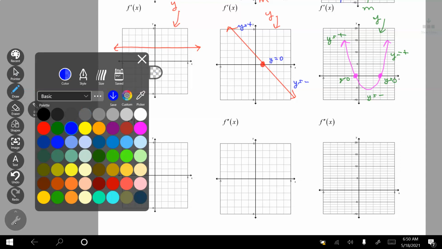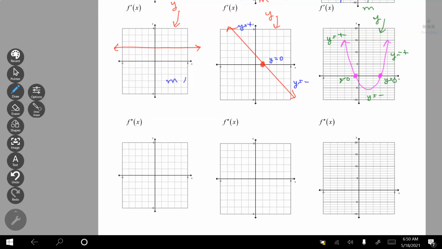So the slopes here are going to be the y values here. Isn't the slope of this whole graph just equal to 0? So this is what the graph looks like.